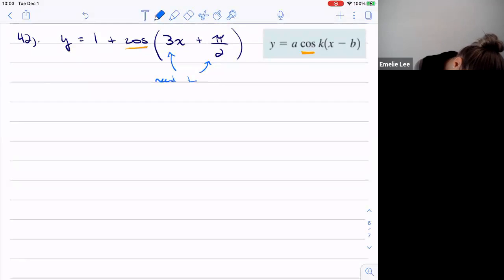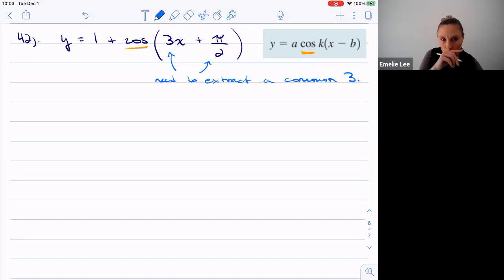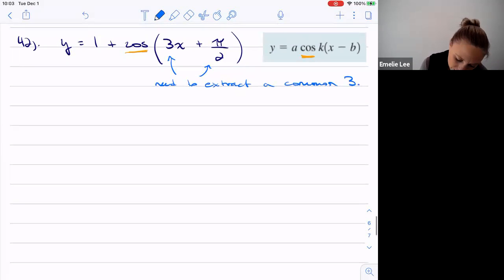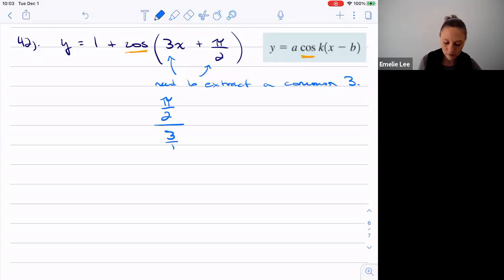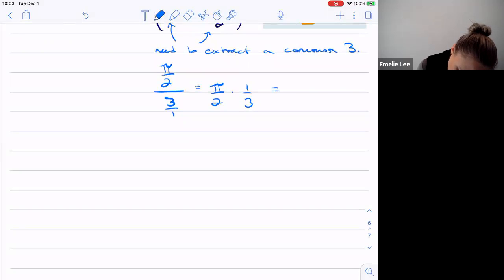So we need to extract a common 3. From 3x, that's fine, we just divide out the 3. From pi over 2, we need to do a little bit more work. What we're doing is pi over 2 divided by 3 over 1, essentially, which puts me at pi over 2 times 1 over 3, which is going to be pi over 6.